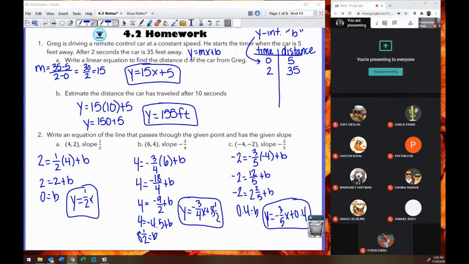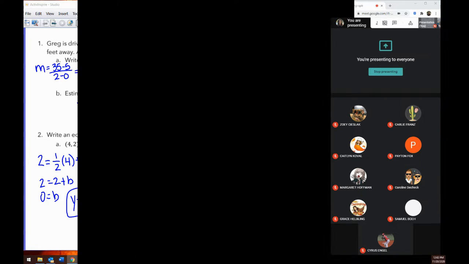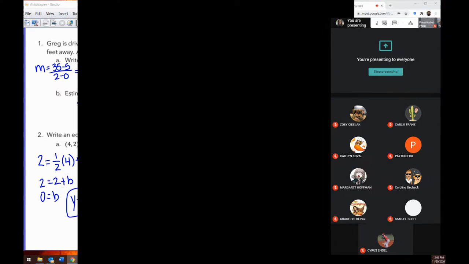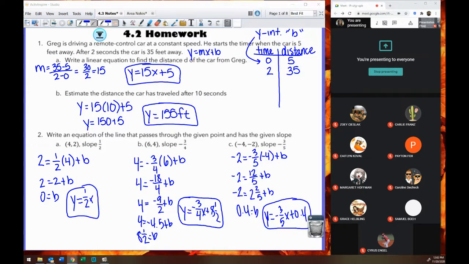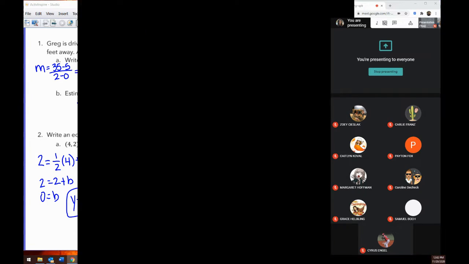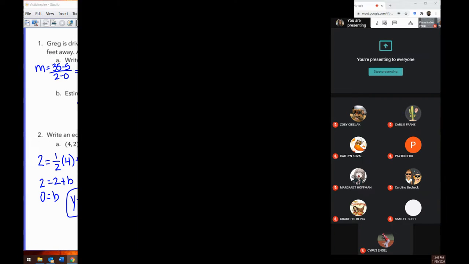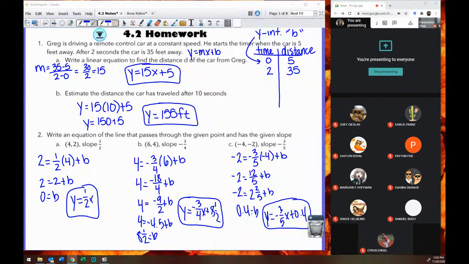Is that the 1/2 for b? Okay, I got -1. So -3/4 times 6, because that's your x coordinate, is -18/4. I reduced that to 9/2, which is -4.5. And then I added 4.5 to the 4. Right. Where do I get 4.5 from 3/4 times 6? 3 times 6 is 18. I reduced 18/4 by cutting them both in half, 9/2.